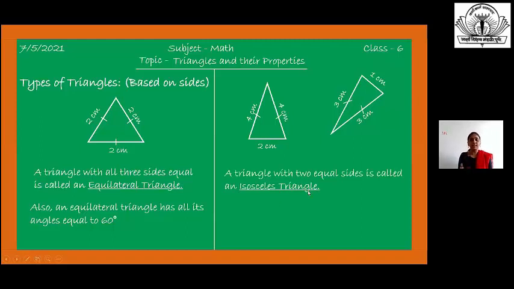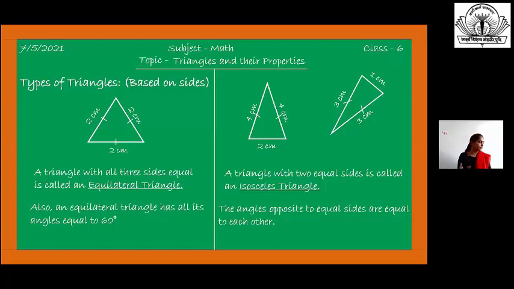And one more property of an isosceles triangle is that the angles opposite to equal sides are equal to each other. Suppose this is one side, the angle opposite to this side will be this angle here. And the angle opposite to this side will be this angle. So these two angles are also going to be equal to each other. So the angles opposite to equal sides are going to be equal.